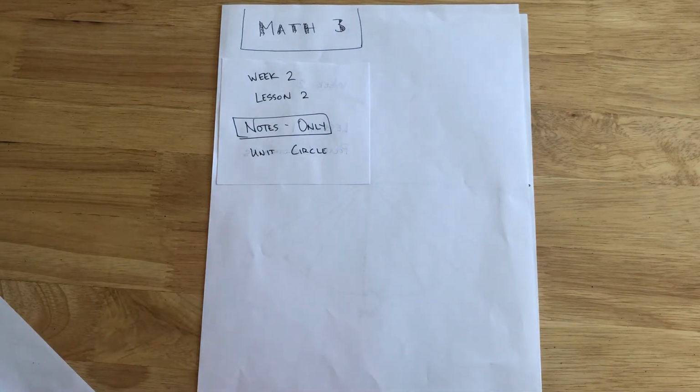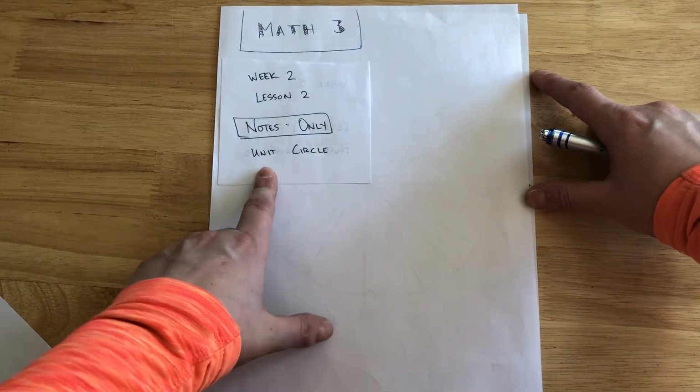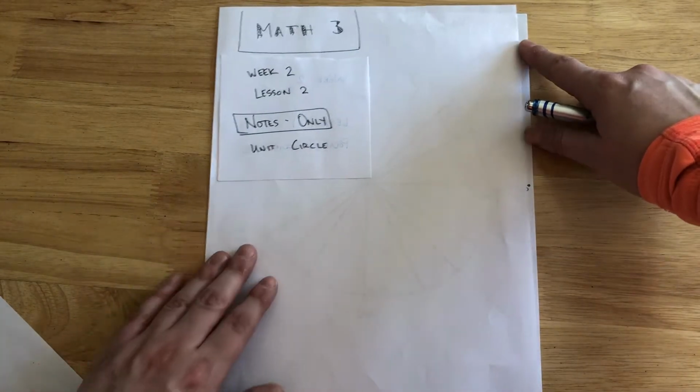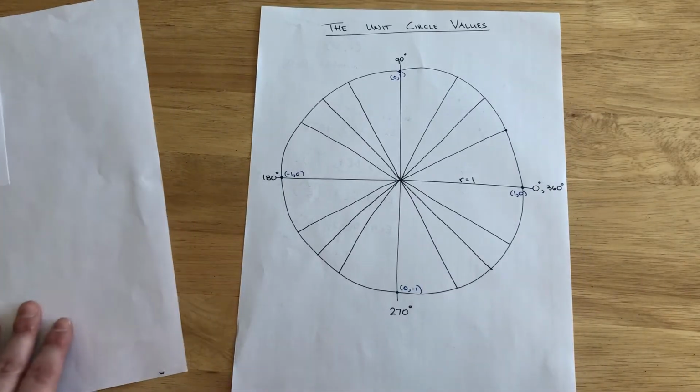This is week 2, lesson 2. Today we are looking at some notes only. There is no Delta Math practice to go along with this. We are doing some work with the unit circle to help prepare for the next practice that we have. So let's take a look at the unit circle.